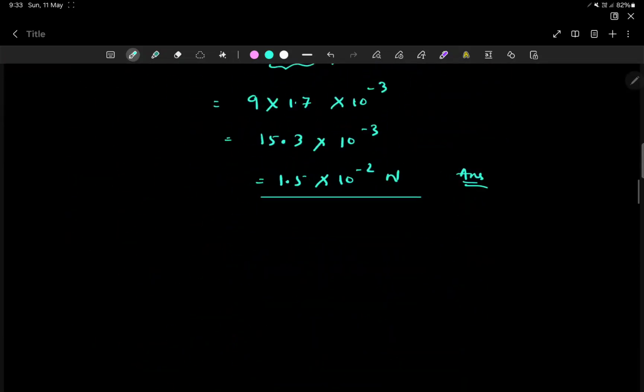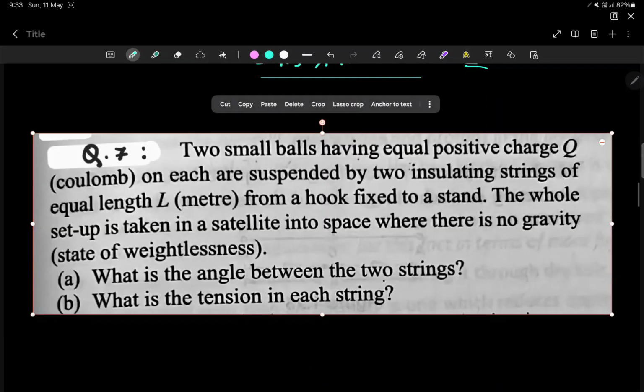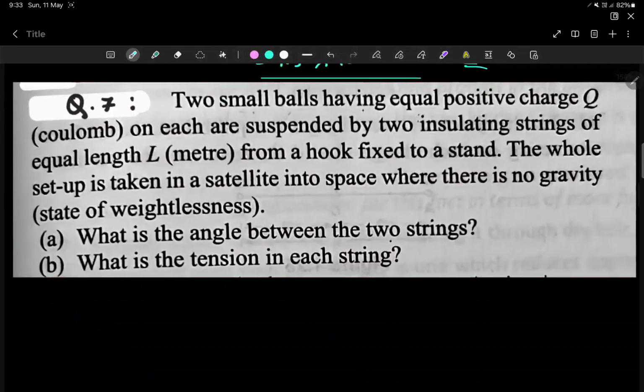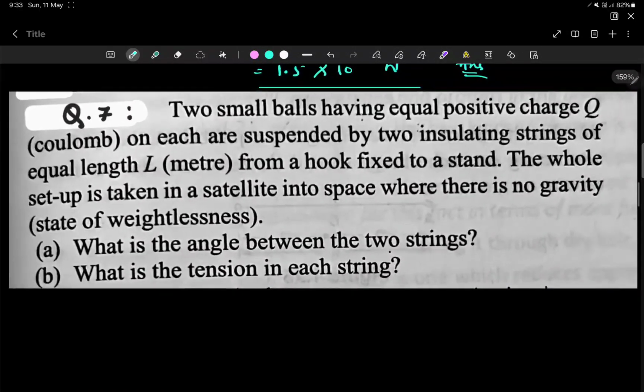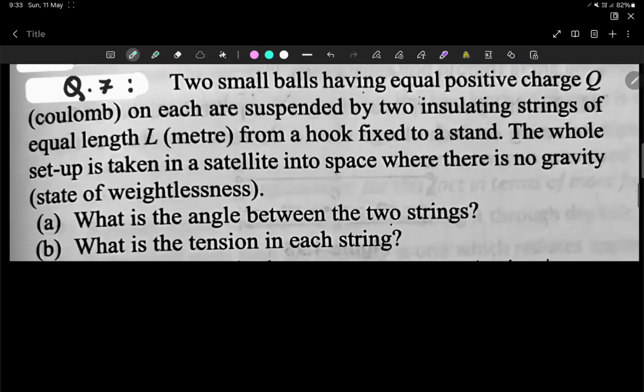Okay, next come to question number 7. This is our question number 7. So two balls having equal positive charge capital Q on each are suspended by two insulating strings of length L meter from a hook fixed to a stand. Suppose this is the stand. Okay, these are positively charged. The whole setup is taken in a satellite into space where there is no gravity.